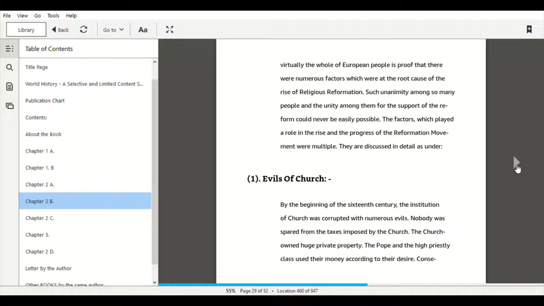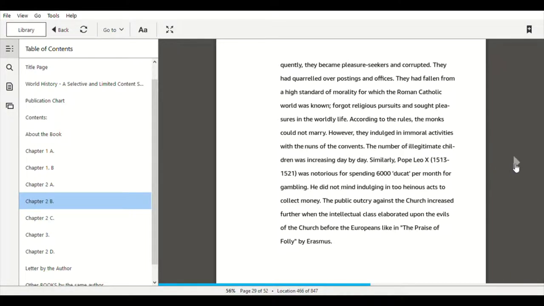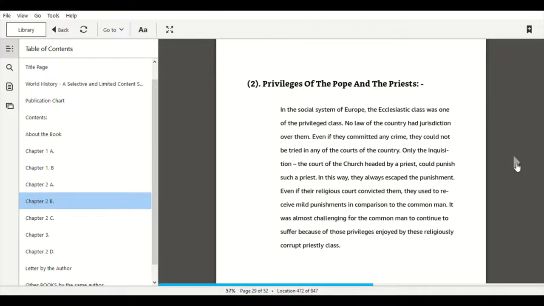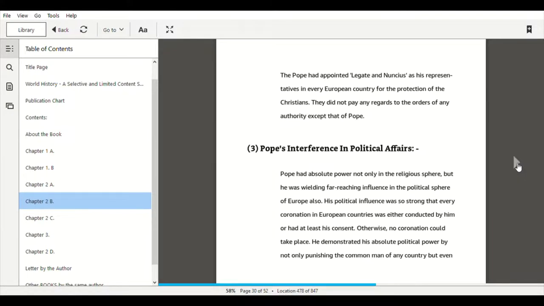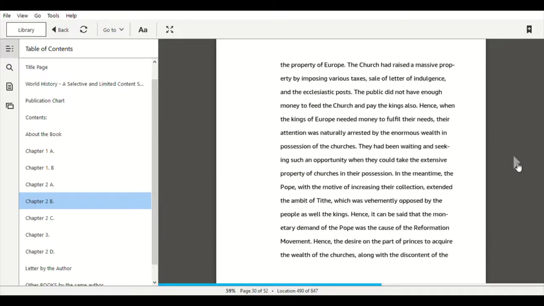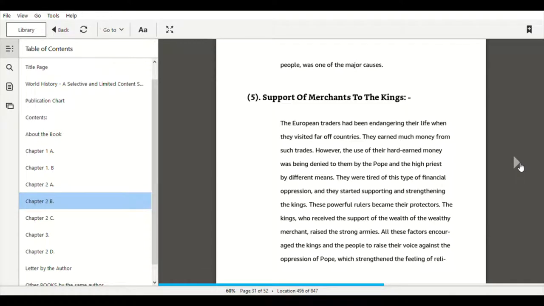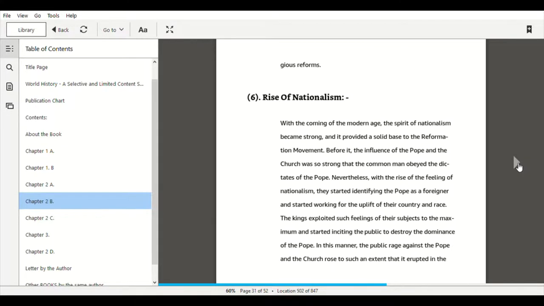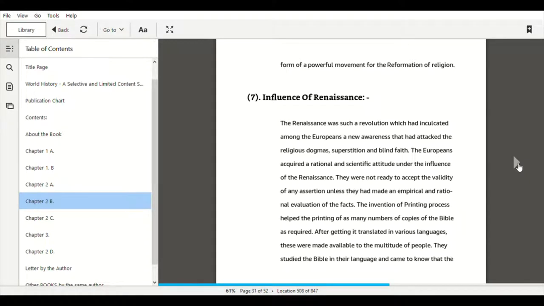Then privileges of the Pope and the priests, Pope's interference and greed of the kings. Here in this chapter, you have to explain the support of merchants to the kings. So the points require a longer explanation. Rise of nationalism, this point is very important. Rise of nationalism has to be understood from a historic perspective.